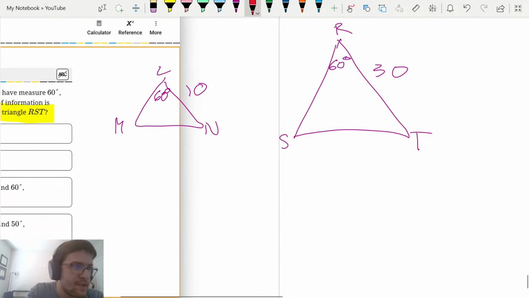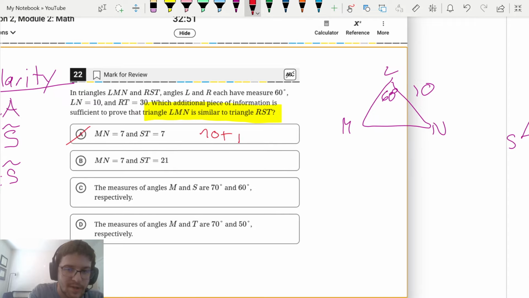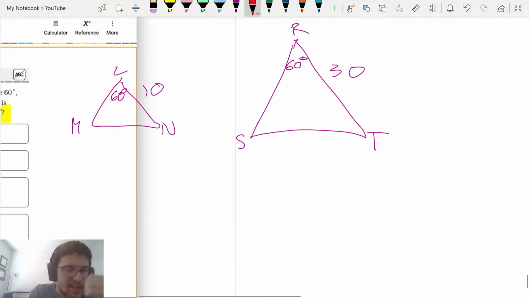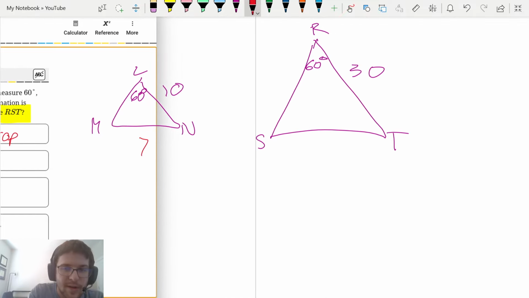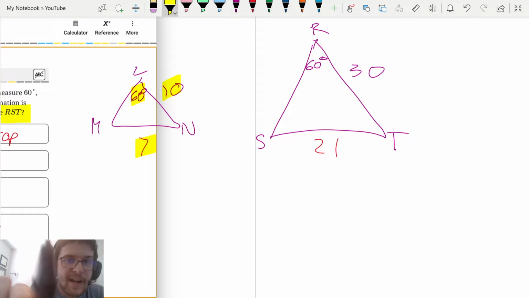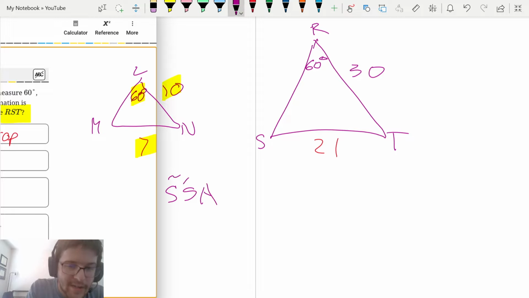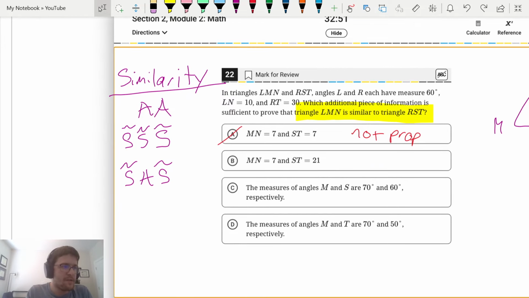Okay, MN equals 7 and ST equals 21. Okay, so the reason for this is it's not proportional. It doesn't match the proportion they gave us, the 10 and the 30. Okay, 7 and 21, this matches the proportion they gave us. It's times 3, right? But we have SSA. And remember that SSA is not one of the similarity criteria. So it's proportional, but there's no criteria met. So this is also wrong.